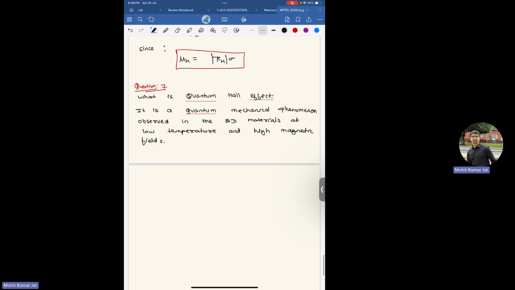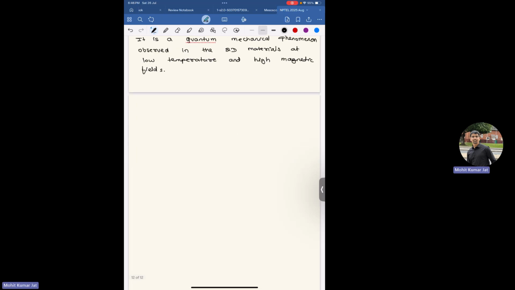Unlike the classical effect, the Hall resistance. So the difference between the classical and the quantum: unlike the classical Hall effect, the Hall resistance in the quantum Hall effect becomes quantized in discrete values.